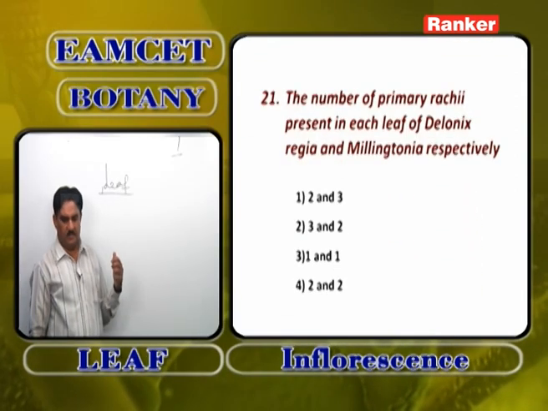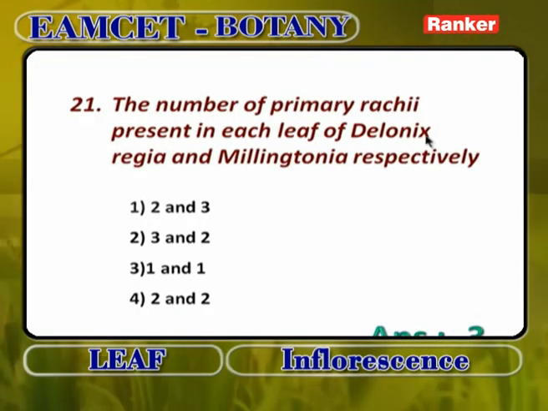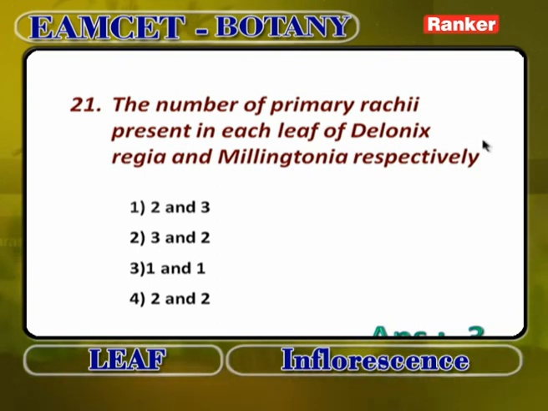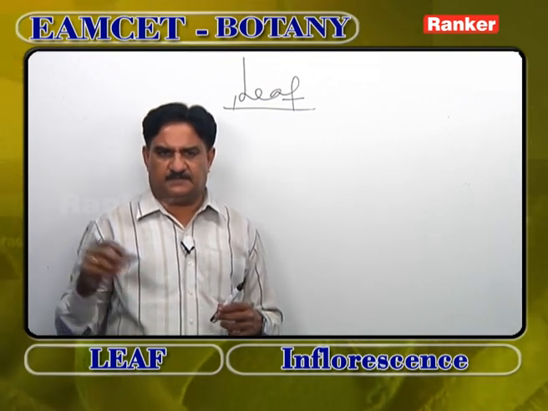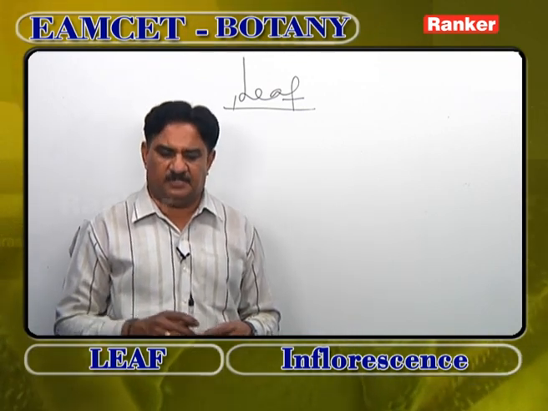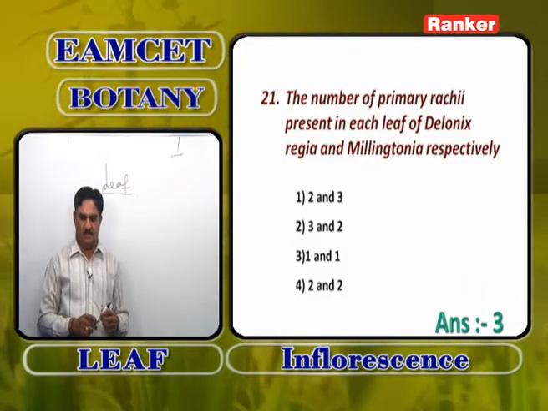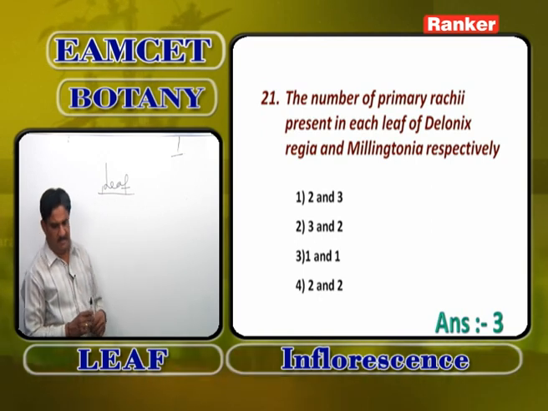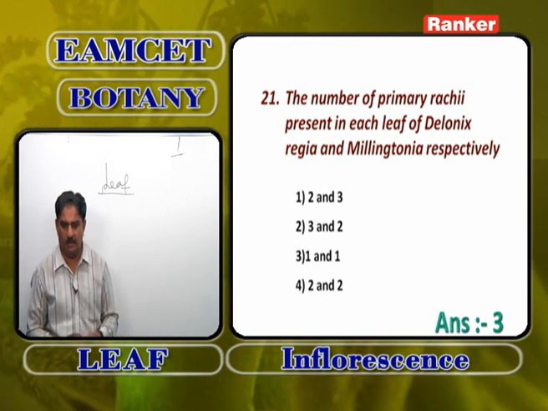Next, the number of primary rachis present in each of Delonix regia and Millingtonia. The primary rachis in Delonix and the primary rachis in Millingtonia will be 1. Because the primary rachis produces secondary rachis which bears leaflets in the case of Delonix. The primary rachis produces secondary rachis, which produces tertiary rachis that bears leaflets, in the case of Millingtonia. So the primary rachis number will be 1 in Delonix and 1 in Millingtonia. So the answer is 1 and 1.